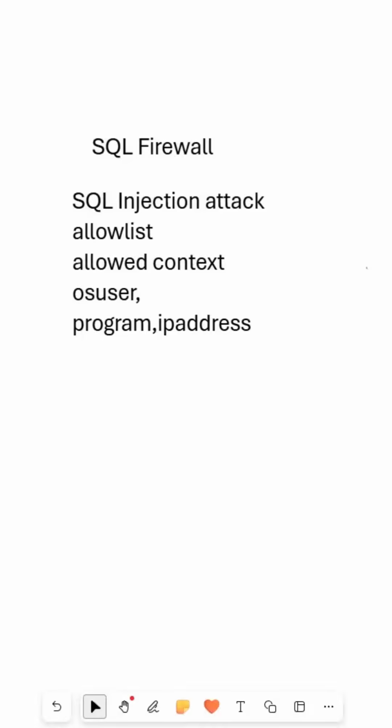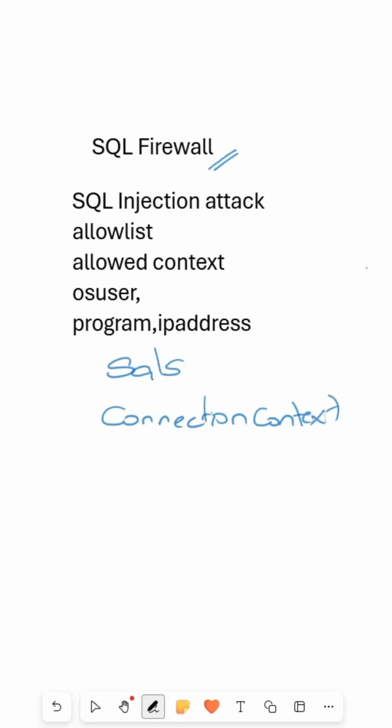SQL Firewall. It's a new feature in Oracle 26 AI. It helps to protect your database. Here you can control the SQLs that a user can run, and also you can control the connection context for a user. As far as SQLs, you can define the set of SQLs that a user is allowed to run.